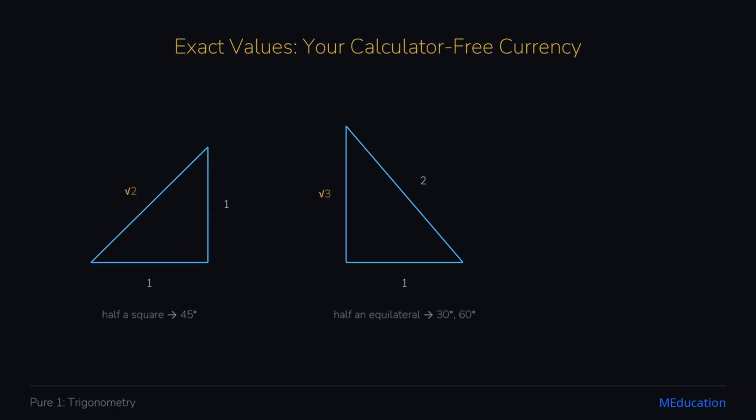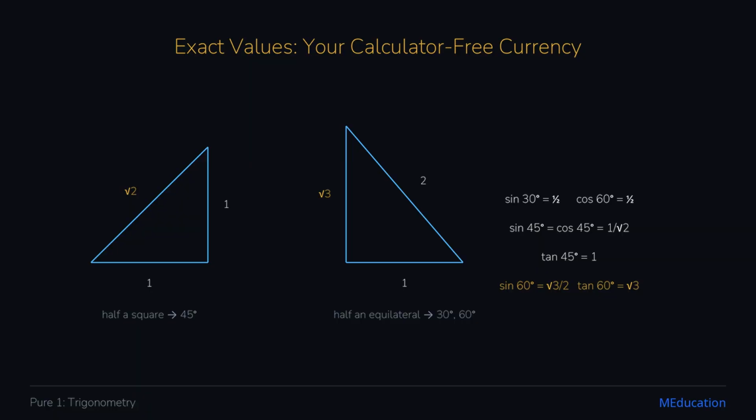Paper 1 bans your calculator, so a small set of exact values becomes hard currency. 30, 45, and 60 degrees. The good news, you never memorize a table. You rebuild it from two tiny doodles, half a square and half an equilateral triangle. Label the sides, read the ratios straight off.